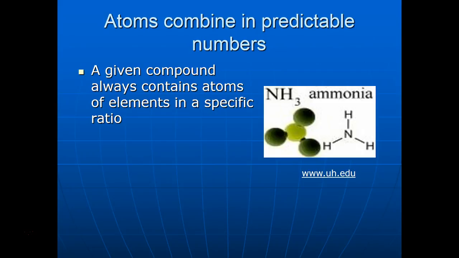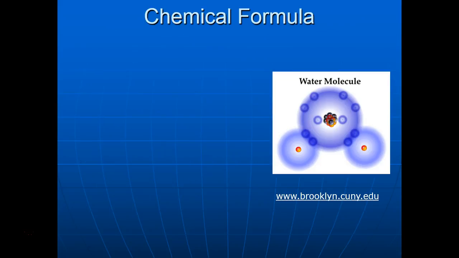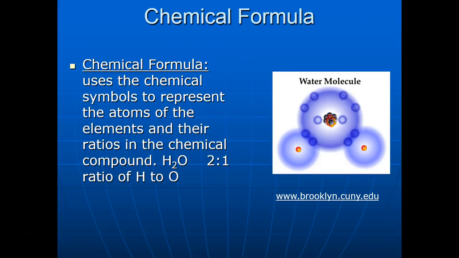We know that atoms combine in predictable numbers. Any given compound always contains atoms of elements in a specific ratio. For example, ammonia, which is a cleaning product, has 1 nitrogen atom for every 3 hydrogen atoms, and that is the ratio, 1:3. Chemical formulas are a way to write out that ratio. They use the chemical symbols for the atoms in the compound and the ratio that they're found in. For example, H2O has 2 hydrogens to every 1 oxygen.